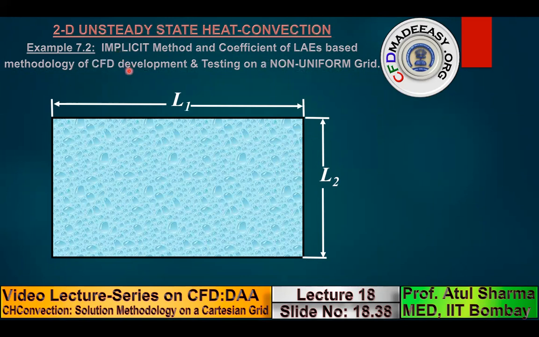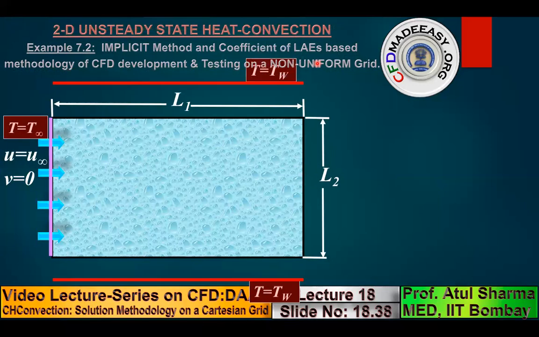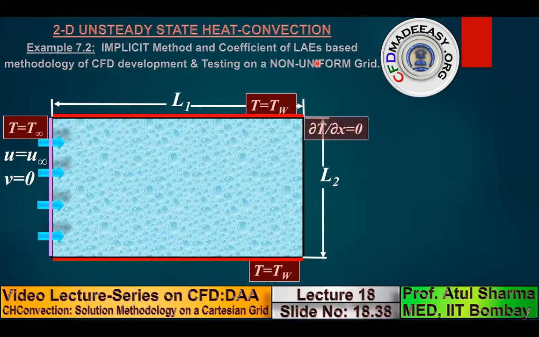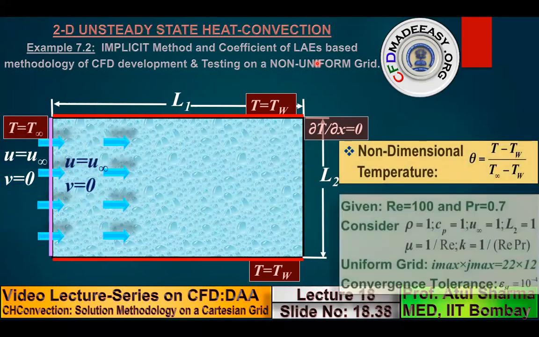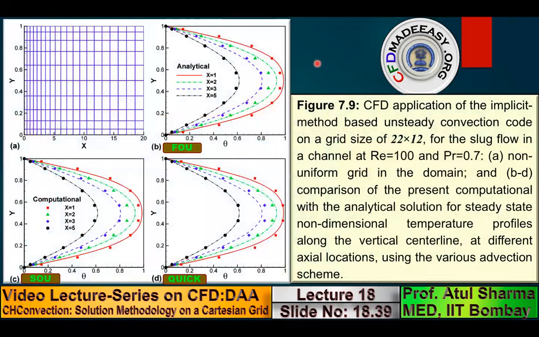So here again, this is the slug flow in a plane channel. This is presented here for an implicit method and a non-uniform grid. At the inlet you have a temperature T infinity, on the top and bottom wall you have TW, and this is the outlet fully developed flow boundary condition, and this is the slug flow that was presented earlier. And this is the solution that has been obtained on a non-uniform grid as shown here. The width of delta x is smaller near the inlet and gradually increases, because we have a large dT by dx near the inlet.